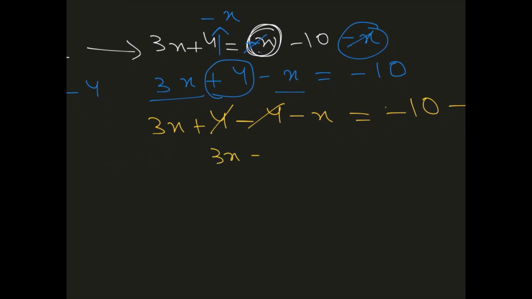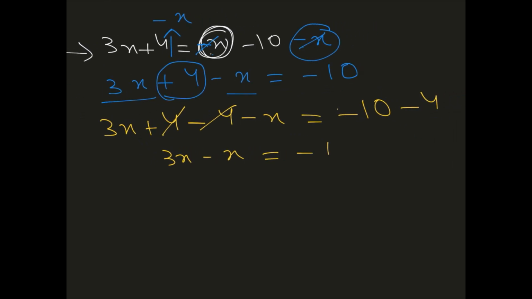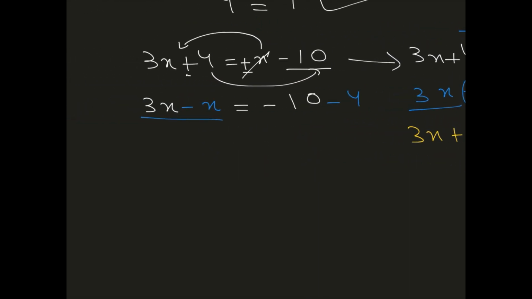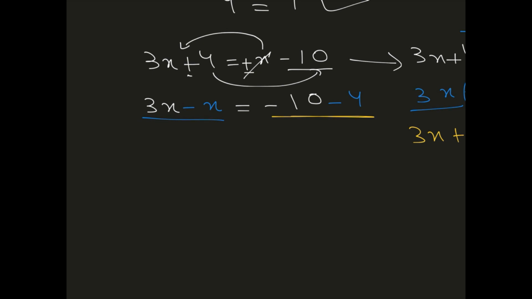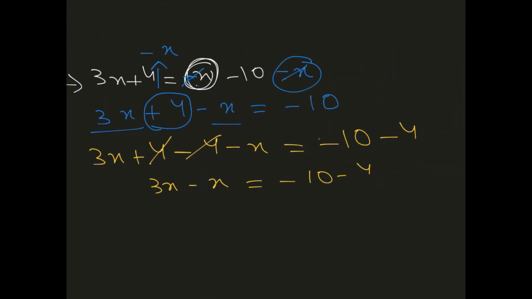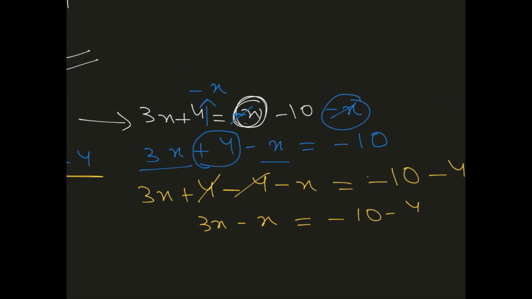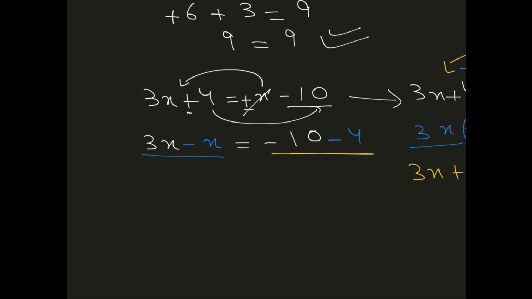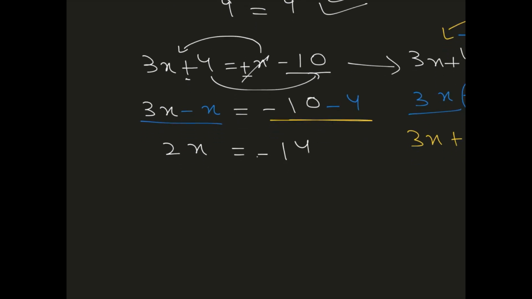So we have 3x minus x on this side and minus 10 minus 4 on this side, which is the same as this, right? So that's the logic we use: when you transfer a number or a term from one side of the equation to the other side, the sign becomes the opposite. And that's what I did over here. So 3x minus x will be 2x, right? And then minus 10 minus 4, the signs are same, so we'll add them. 10 plus 4 is 14, so this will be negative 14.